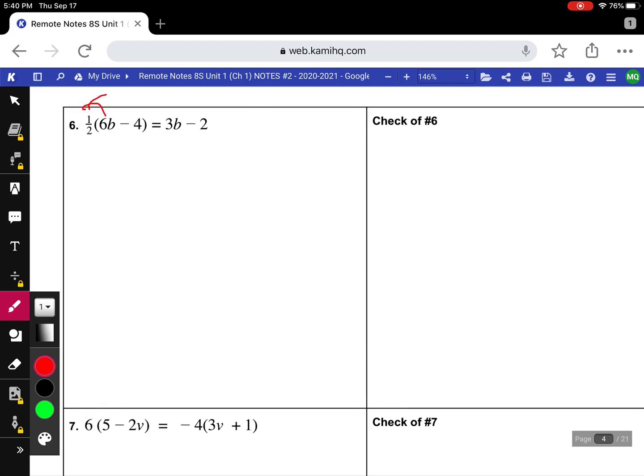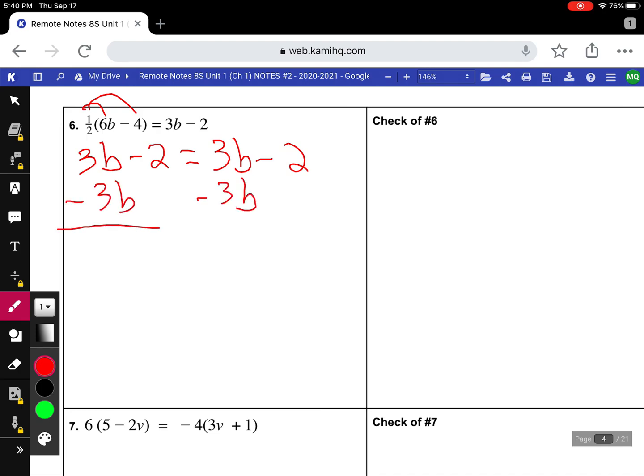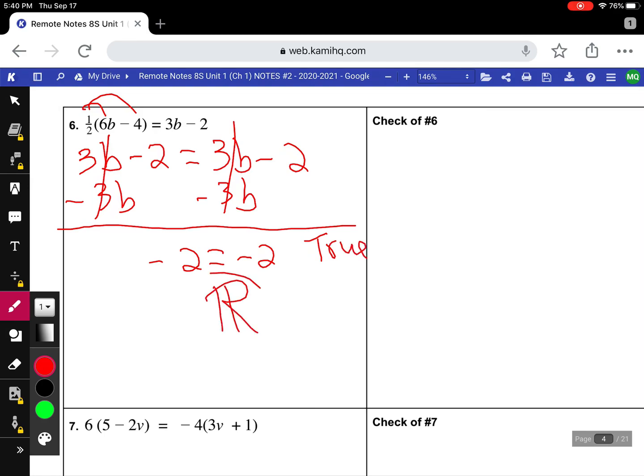I'm going to go ahead and distribute again. 1/2 times 6b is 3b. 1/2 times negative 4 is minus 2. Okay, I'm going to subtract my 3b, so I always deal with the variable term first. Those both cancel. I'm left with -2 equals -2. And that's true, right? So if we have a true statement, that means all real numbers are a solution.